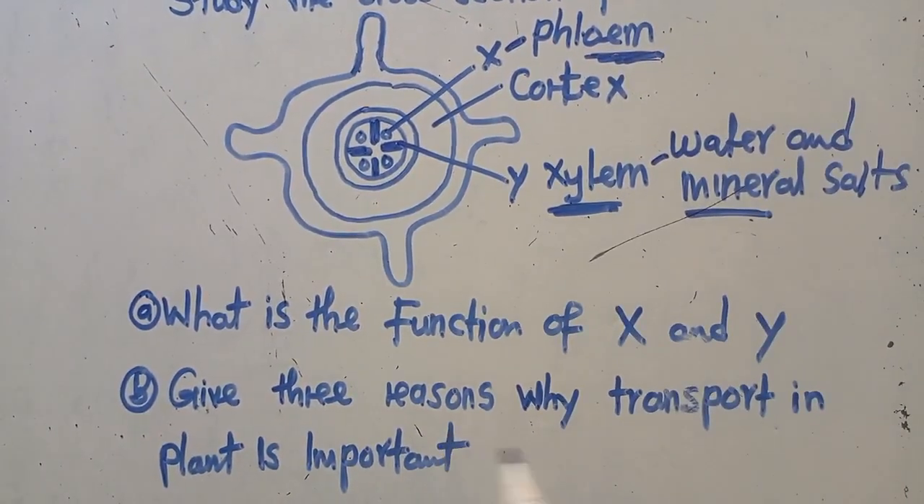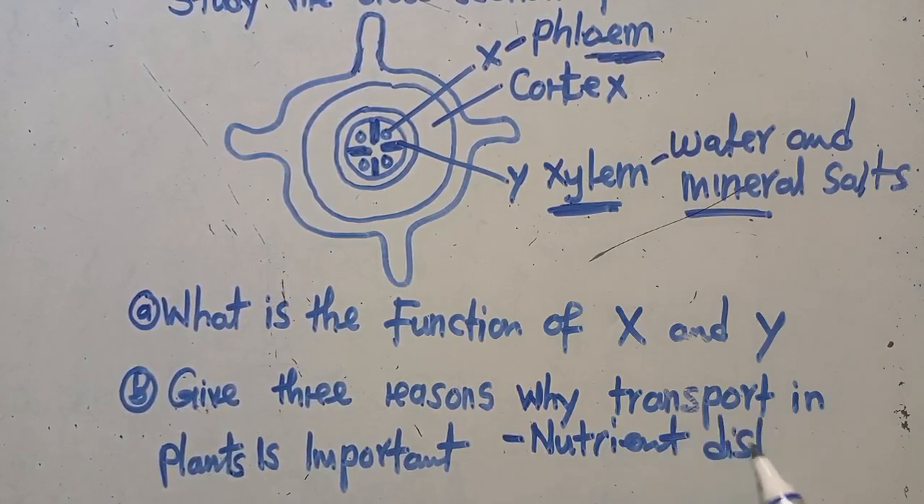We now go to the next question. Give 3 reasons why transport in plants is important. One of the reasons is nutrient distribution. This is the first point you have to know here. By nutrient distribution, I mean that transport systems ensure that essential nutrients are distributed from the roots to various parts of the plant.